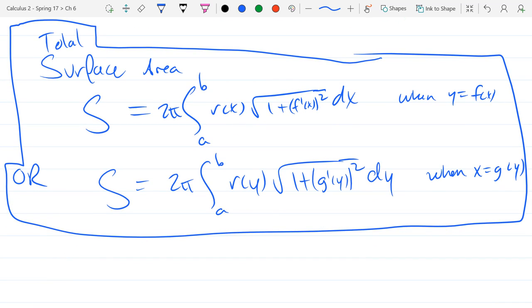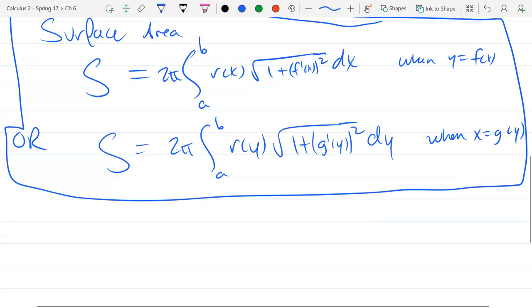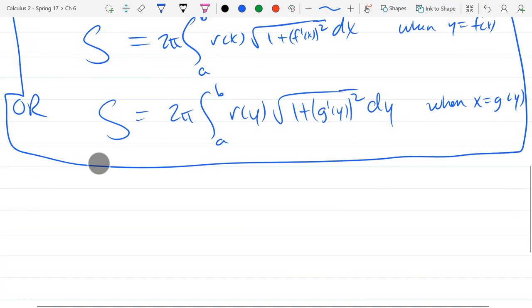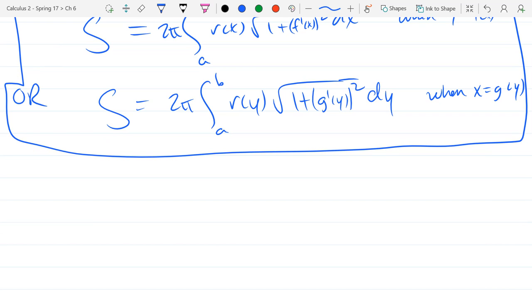If you can do a cylinder volume problem, you can do a surface area problem, as long as you have the formula. The formula is a little less intuitive. This is probably more important to put on your formula sheet. I'd probably put both on my formula sheet, but this one is a lot less intuitive to reconstruct. Turns out it's actually a little bit easier to use. We're going to do two examples out of this section.